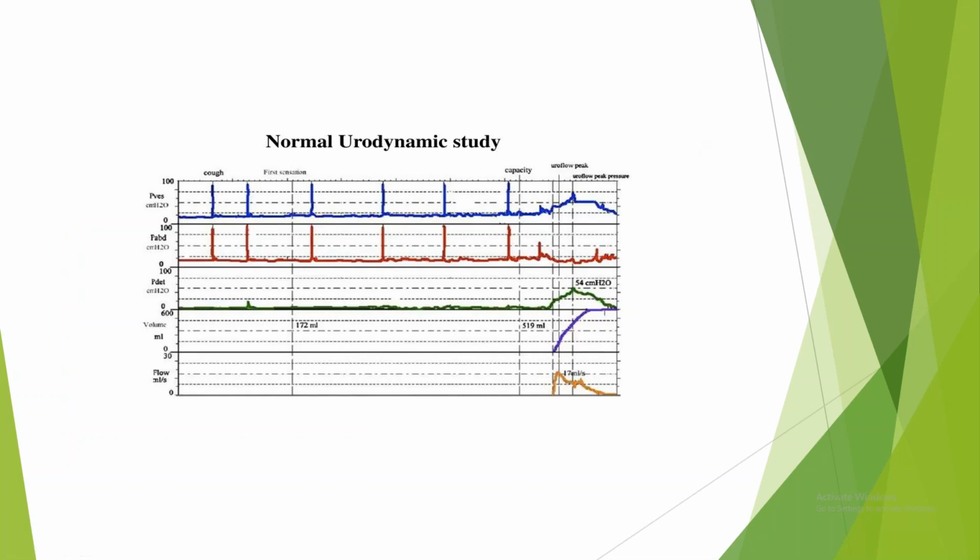So now you can see this normal graph. First we have to see exactly which pressures are recorded in which color. You can see the vesical pressure, that is bladder pressure, is recorded in the blue line, abdominal pressure in the red line, and detrusor pressure in the green line. Now this is the voided volume, and the orange line at the very bottom is the flow rate.